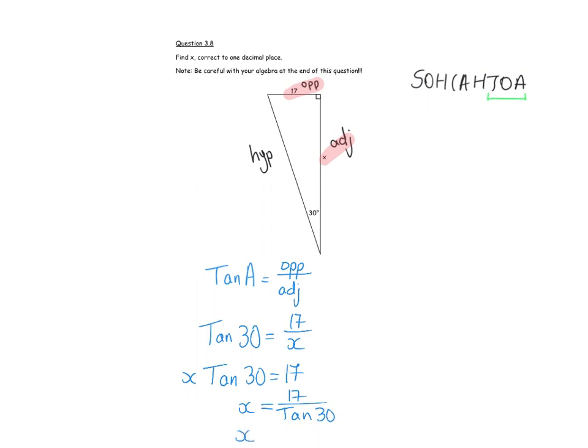And we'll get that x is equal to, when you pop that into your calculator, you'll get 29.4448. Now they want this correct to one decimal place, so that's going to be 29.4. And that's this question complete.